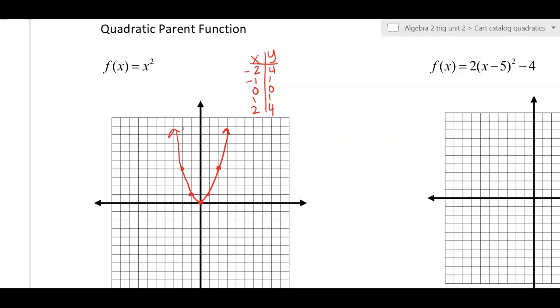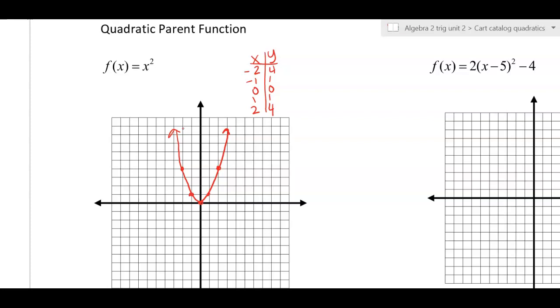I know where the vertex is. I know that if you go 1 unit to the left or the right, you go 1 unit up. And if you go 2 units to the left or the right, you go 4 units up. And I know this table or can quickly make this table because I understand what's supposed to be in it for the parent function. Okay? So that's kind of your expectation of what you're supposed to know.